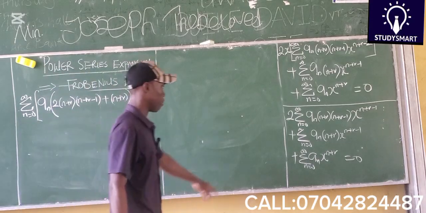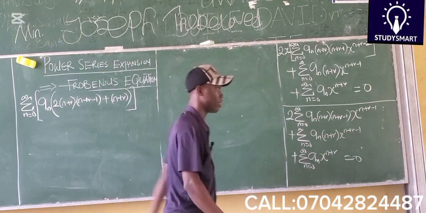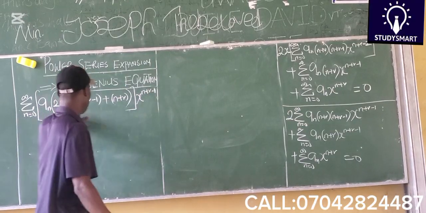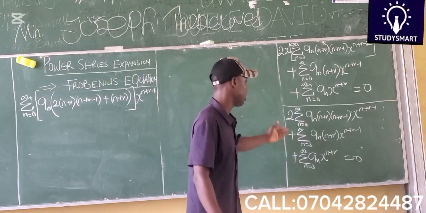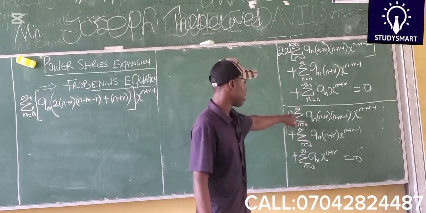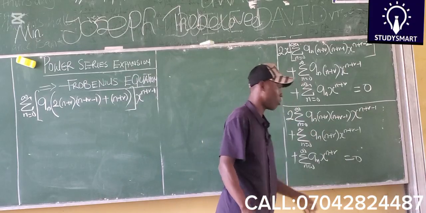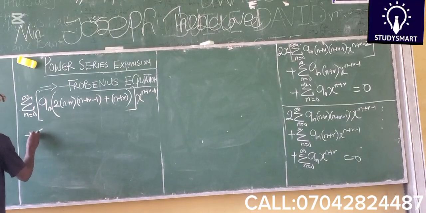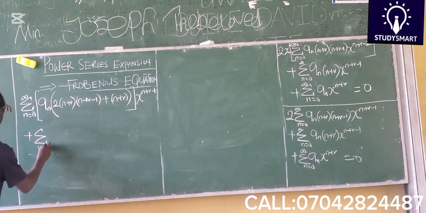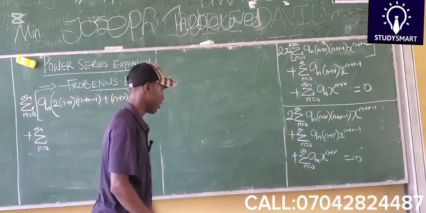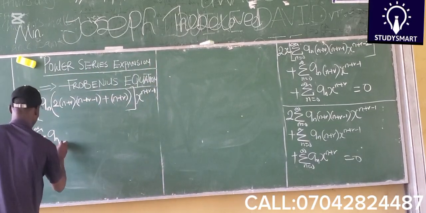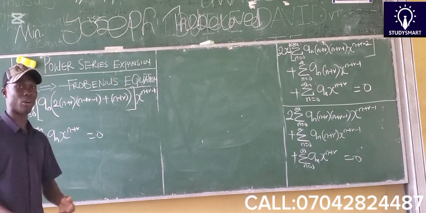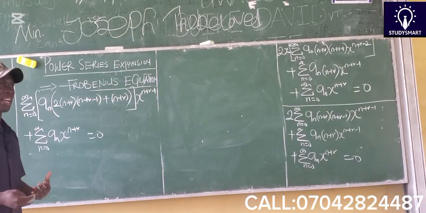Outside, I'm going to have the powers now: x^(n+r) because they have the same power, so this is x^(n+r-1) for this 2. What we just did there was factor the common terms out. These and these are common, these and these are common, and these and these are common, so we factored it out. And then we have plus summation n equal to 0 to infinity, a_n x to the power n plus r, still equal to 0.